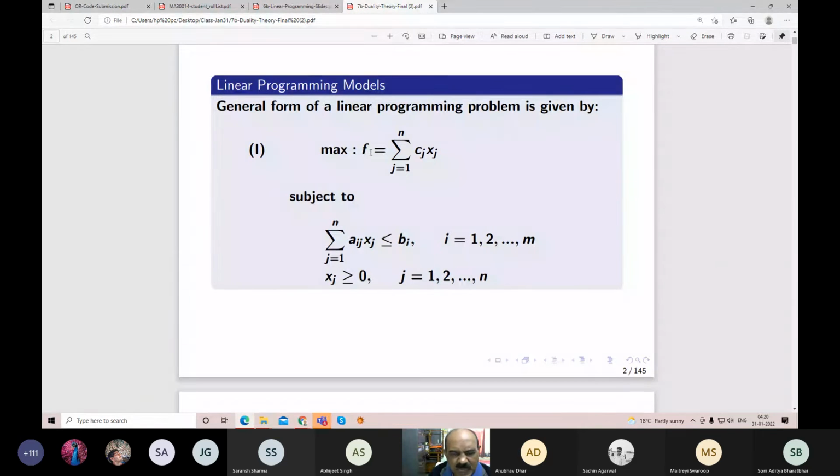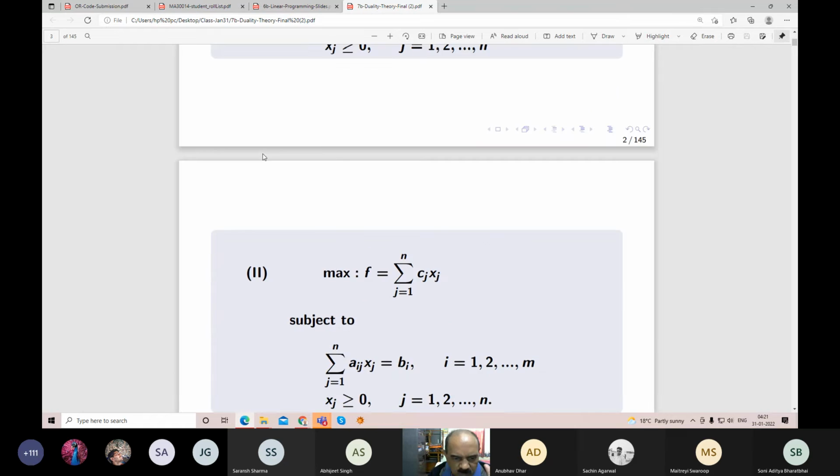Instead of z, I have changed to a function f, because earlier that function was linear. Now I'm putting some nonlinear terms. Why nonlinear? I will tell you. This is model 1. Can you see the model? All my models are maximization type. This is linear programming model 1. Now I'm coming to model 2.